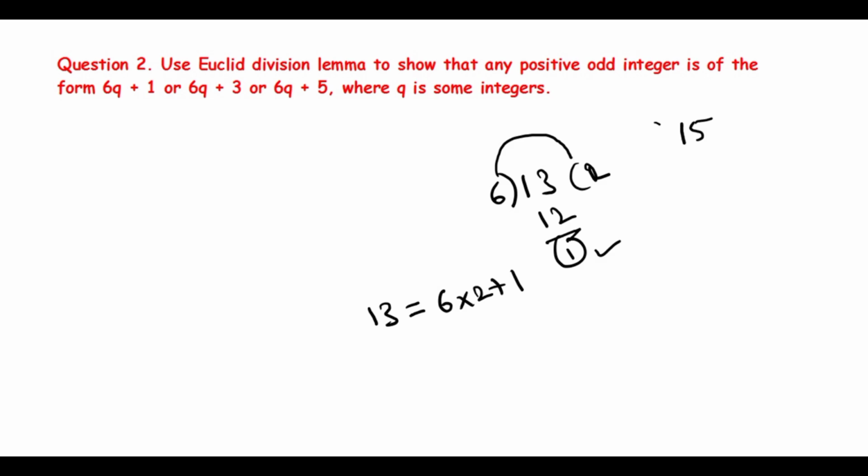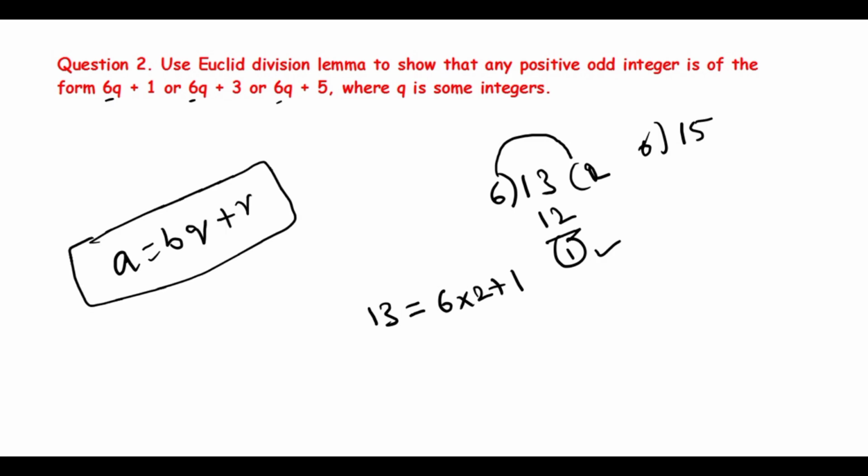If I divide by 6, why should I divide by 6? Because here they gave Euclid division lemma to show that the positive integer is of the form 6q plus 1, 6q plus 3, 6q plus 5, which means 6 is your divisor. In a equal to bq plus r, what is a here? a is the dividend, b is the divisor, q is the quotient, and r is the remainder. So here the divisor is 6.